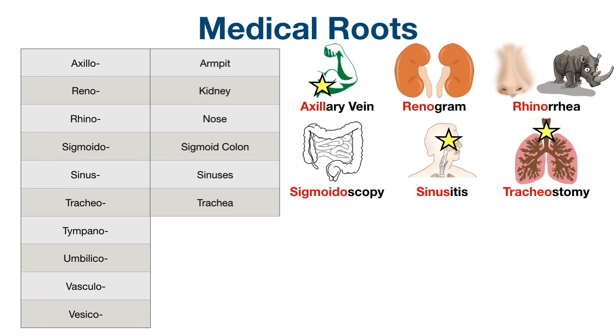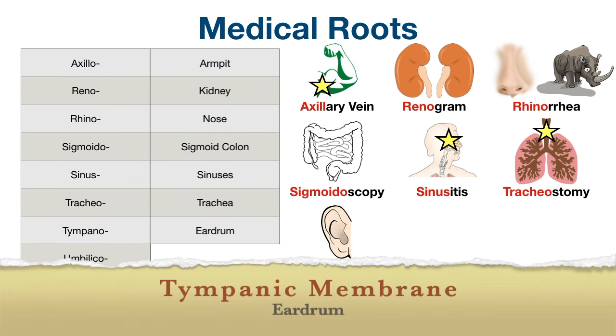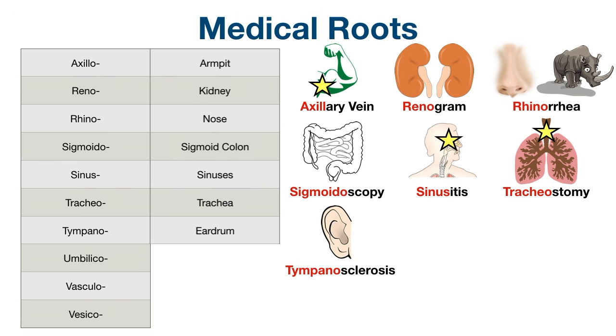The next root is tracheo, which means trachea. It's another simple one to remember because tracheo and trachea sound similar. An example medical term is tracheostomy, which is a surgical opening through the neck into the trachea to allow for passage of air. Next, we have tympano, which refers to the eardrum. The medical term for eardrum is actually tympanic membrane, so this could help you remember that the root tympano pertains to the eardrum. Another example is tympanosclerosis, which is the calcification and hardening of tissue in the eardrum.